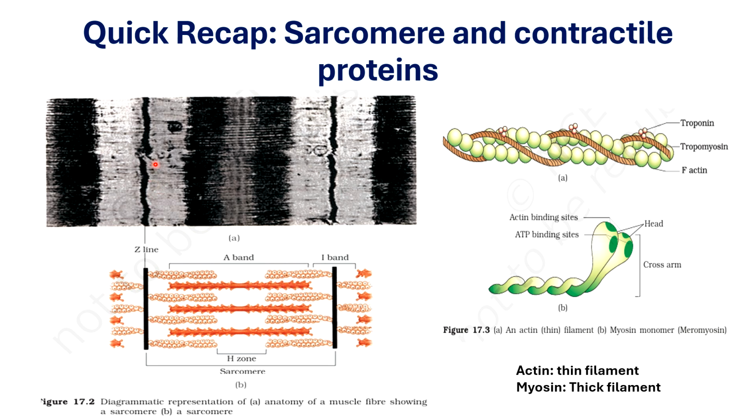Okay, so the light band, which is the I band or isotropic band, is made up of primarily actin. The dark band is made up of myosin plus actin overlapping on the ends. The middle light zone present in the dark band is called the H zone, where there is no actin overlap on the myosin. Okay, and the middle dividing line of the H zone is called the M line. So this is a quick recap about the sarcomere structure.